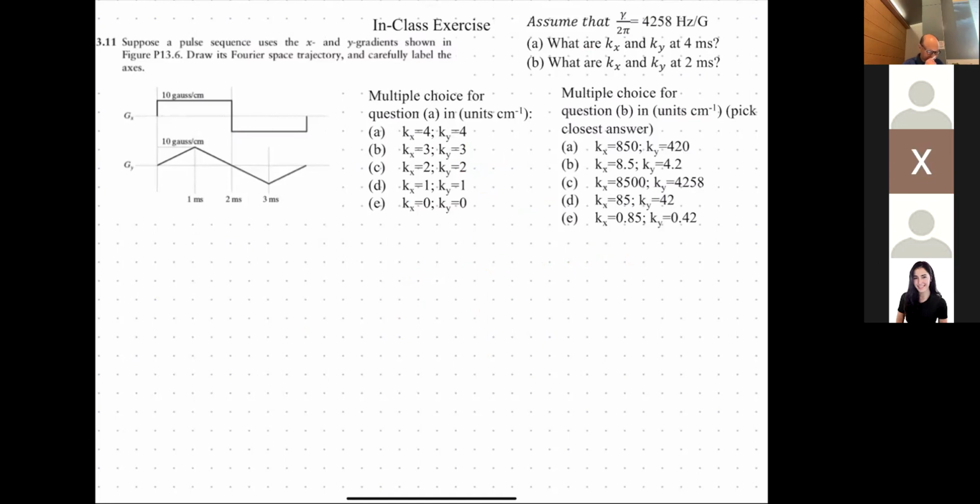I was going to put this on the homework, or a version of this, but we're going to do most of it in class. So this is now a more complicated gradient, where I've got the gx on, and then it goes negative. Then I have the gy on, and it's now a triangle, going up positive and then going negative. Even though it's negative, it doesn't matter. You can still integrate it, right? It's just any old waveform.